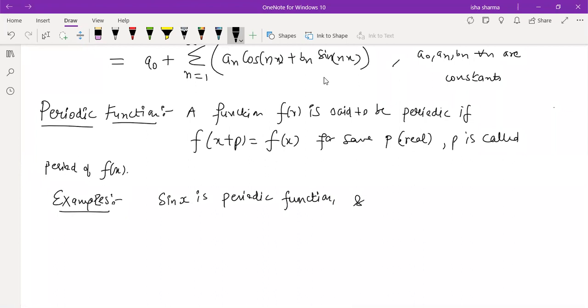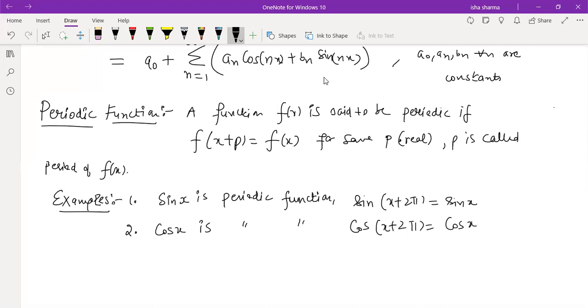What is the period of sin x? Sin x plus 2 pi, we know that this is the same as sin x. And similarly, this is the first example, this is the second example. We know cosine x is also periodic. And what is the period of cosine x? Cos x plus 2 pi is cos x. Apart from that, we do have other functions also, but for this particular chapter, as you have seen in the trigonometric series, we just need to deal with cosine and sine. So these two examples are sufficient.